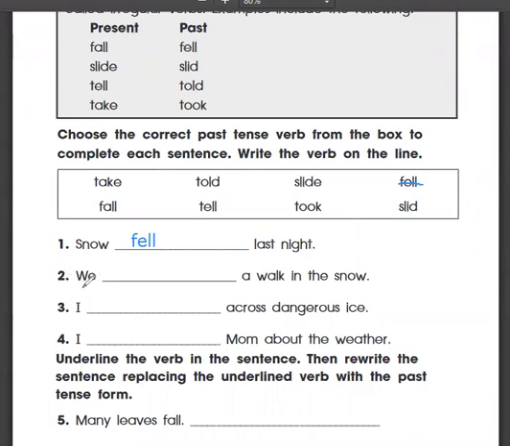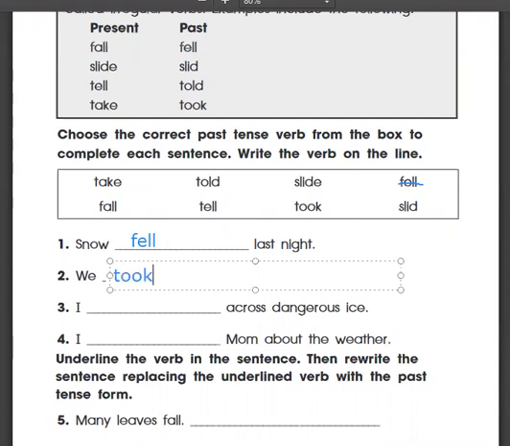Number 2, we blank a walk in the snow. We take a walk in the snow, but in the past, yesterday, we took. We're going to say took, T-O-O-K. That's the word that happened in the past. And again, I'm just going to cross that out.